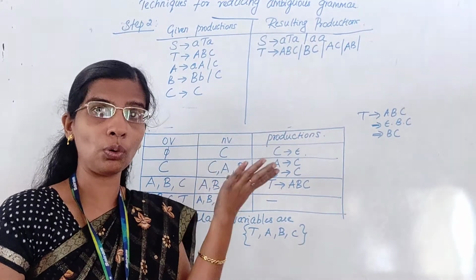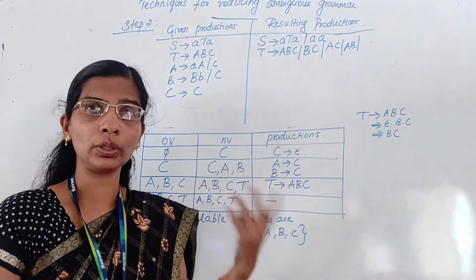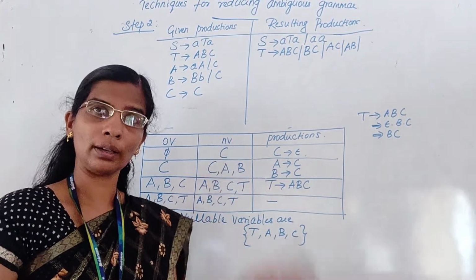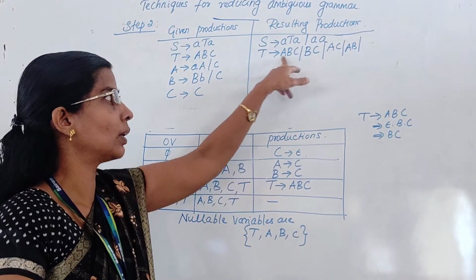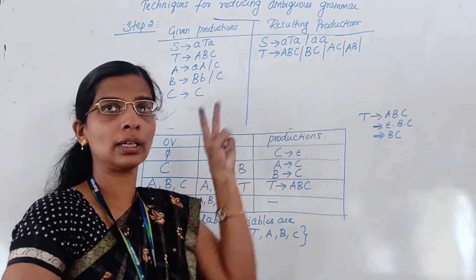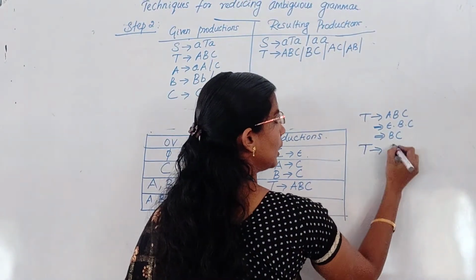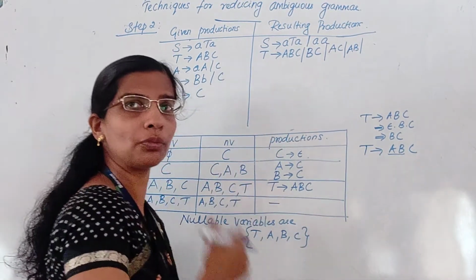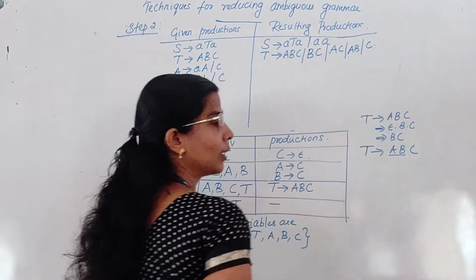Suppose if there are four variables and all four variables are nullable variables, what you have to do? First one by one, then two, two, then three, three and at last all four together. So here one by one I have finished. Now I will substitute two. So take this production A, B, C. Substitute null for first two variables. So what you will get? You will get C.